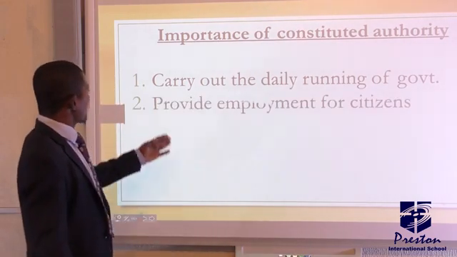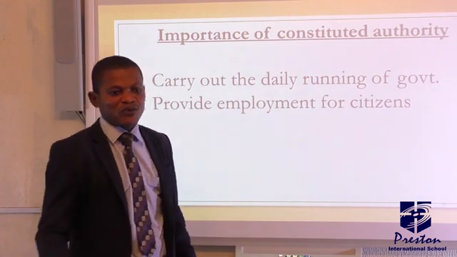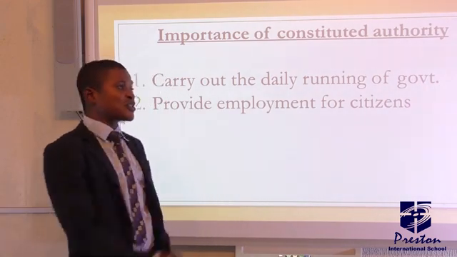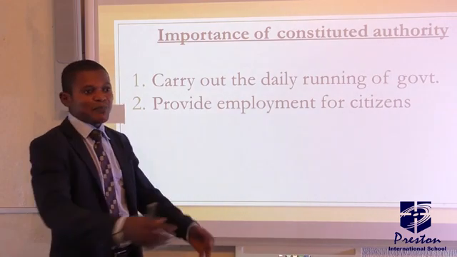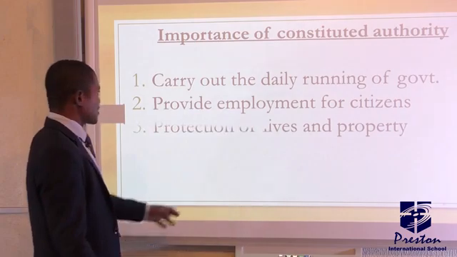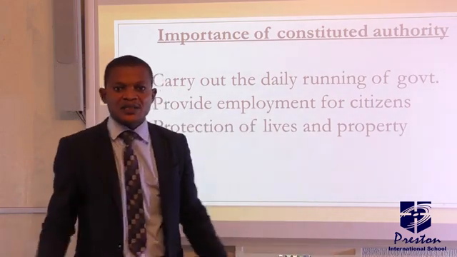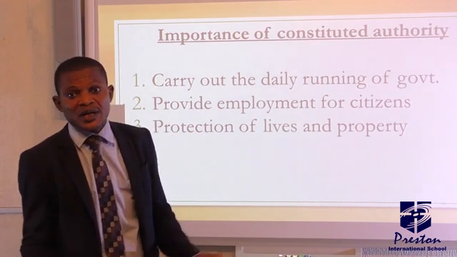Now, number two, they provide employment for citizens. For example, the federal government provides employment for people as well as the state government. They employ people to various parastatals or various departments. Then we'll now look at the third one, that is the protection of life and property. Even at the family level, the parents, it is their role to make sure that their children are safe.